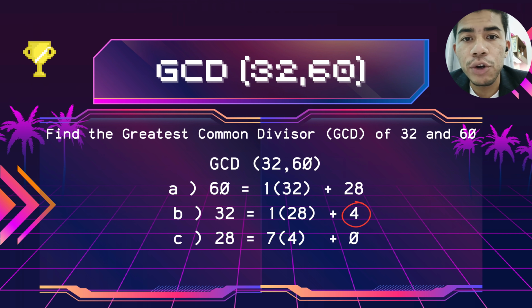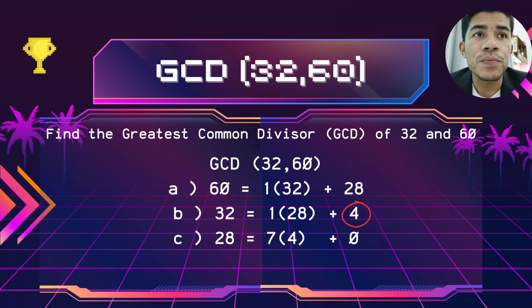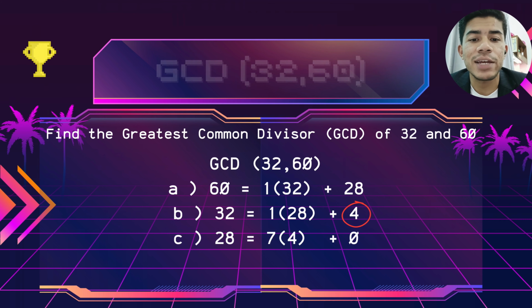Okay, so now we go for the next step. After we get the answer of 0, we need to look above the line of the 0. Above the 0 is 4, so that's the answer for the first step. We will go for the next step.